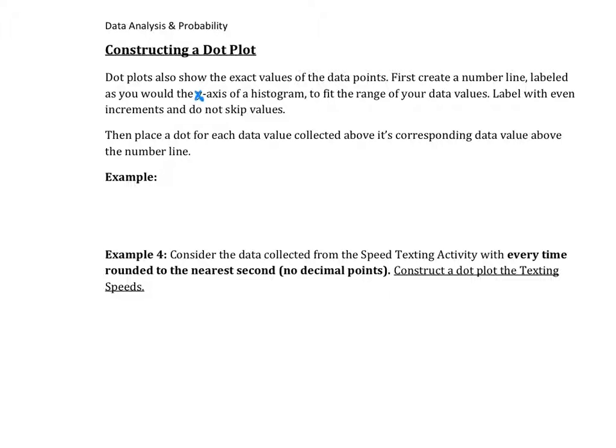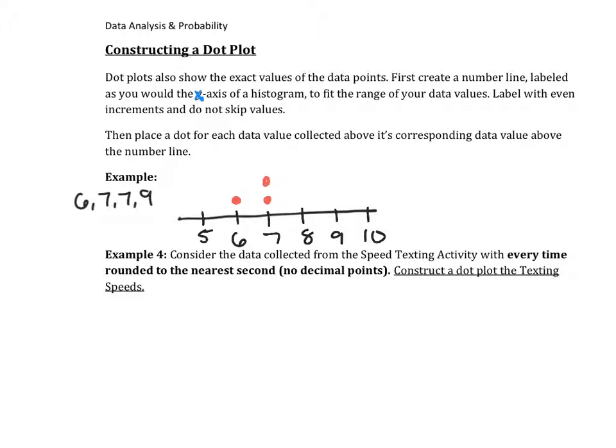So for our example, we have our number line. This is just a rough, general example for a dot plot. If we had the data values of like 6, 7, 7, 9, you could label from 5 to 10. And then you would just put a dot, or some people do X's, it's the same thing, above wherever the data value is. So for 6, put a dot above 6. For 7, we have 2 of them, so you put 2 dots above 7. And we have 1 9, so 9 gets 1 dot.